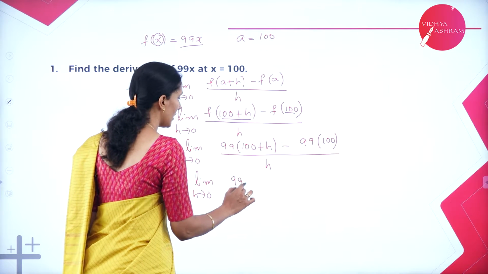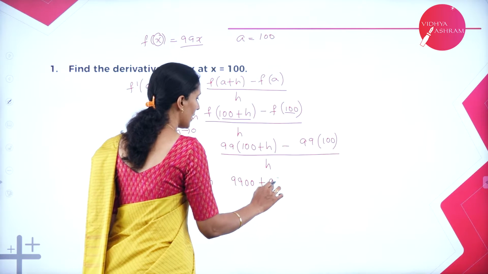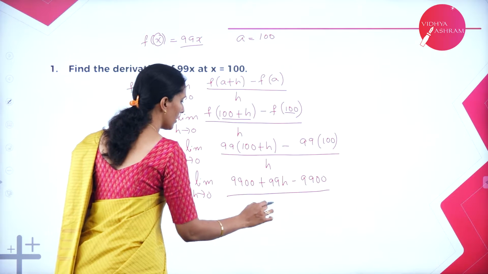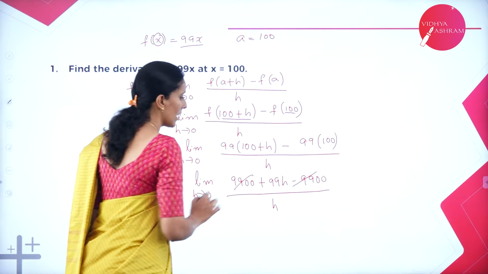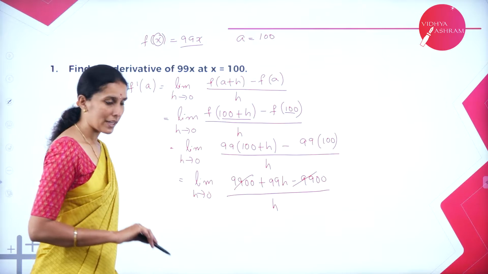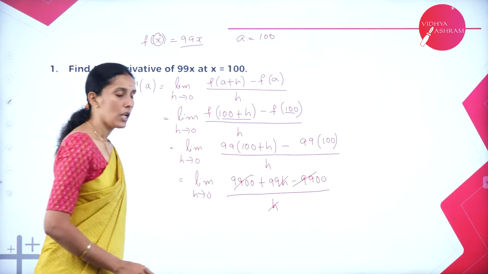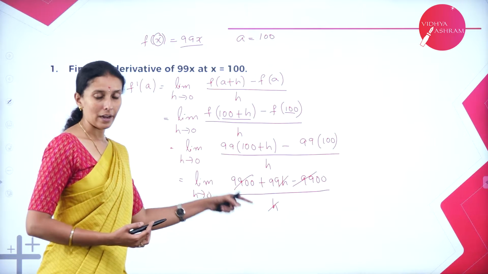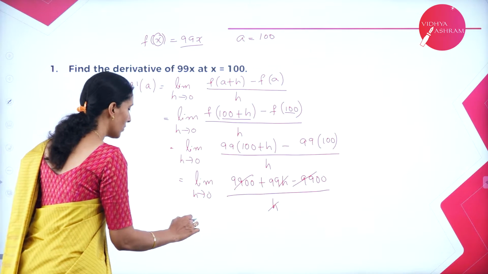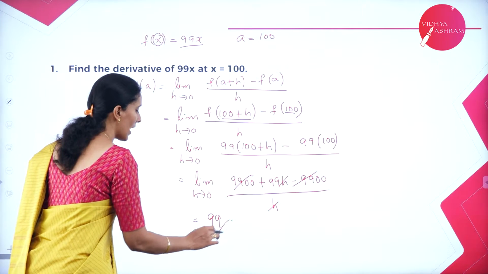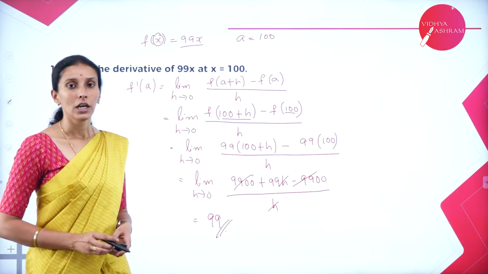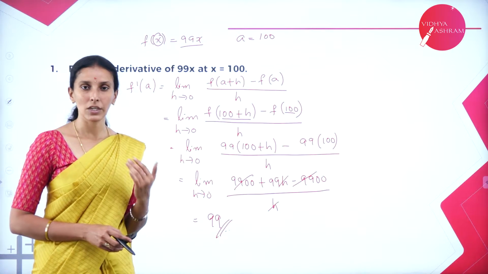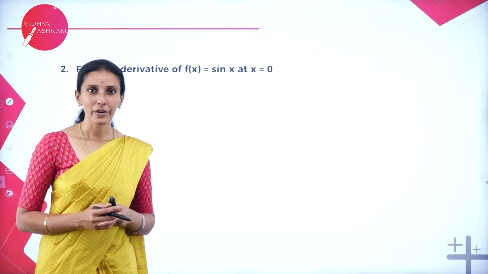So 9900 plus 99h minus 9900 whole divided by h. This cancels. Now you are left with 99h by h. Again h cancels. Now you are left with only 99. So when you apply the limit for 99, which is a constant function, the value is constant. So the answer is 99. So this is the derivative of 99x at the point x is equal to 100. Let us take one more example.